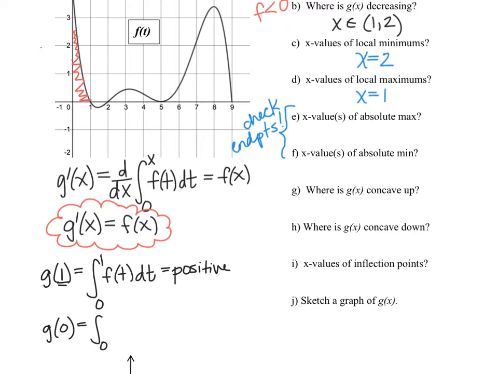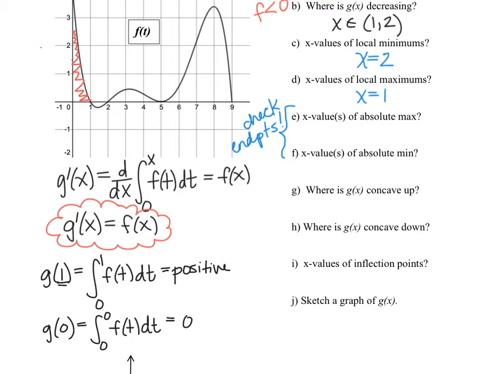That's the integral from 0 to 0 of f of t dt. But we know if we're starting at 0 and ending at 0, then we really don't have a region to compute the area of. So g of 0 is actually just equal to 0. So that's going to be smaller than g of 1.